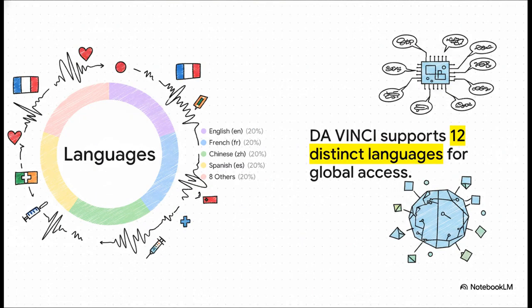Furthermore, it completely breaks down global communication barriers. Because medical emergencies don't just happen in English, do they? Da Vinci's programmed to seamlessly translate these incredibly complex medical data structures and treatment protocols into 12 different languages, including French, Chinese, Spanish, Japanese, Arabic, and Hindi. It literally democratizes access to elite medical synthesis anywhere in the world.